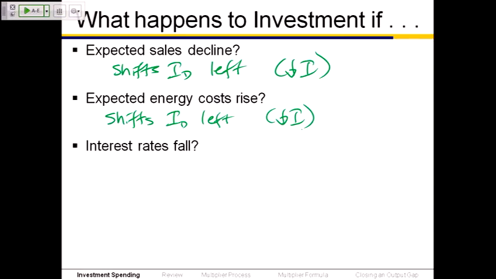If interest rates fall, that's going to move us along the investment demand curve and show us an increase in investment spending. As interest rates decline, some previously unprofitable projects are now profitable and will be undertaken. There'll be more food trucks purchased, more buildings built, and so on, an increase in investment spending as we move along an existing investment demand curve.